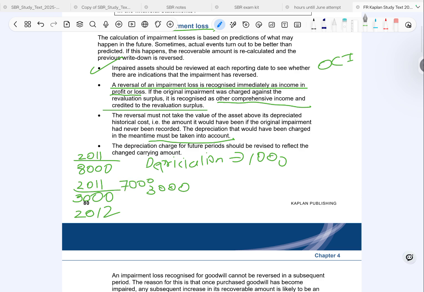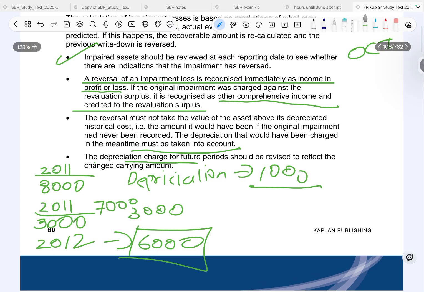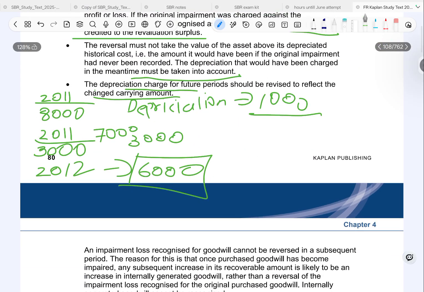तो अभी 2012 में एक साल का वापस डेप्रिसिएशन चार्ज करना पड़ेगा, जिसकी वजह से हमारा वैल्यू हो जाएगा 6,000. तो 6,000 के ऊपर हम इम्पेयरमेंट को रिवर्स नहीं कर सकते. भले ही हमने 4,000 का इम्पेयरमेंट चार्ज किया हुआ है, पर हम लोग 3,000 जितना ही वापस रिवर्स कर सकते हैं. 4,000 नहीं कर सकते क्योंकि हमें डेप्रिसिएशन चार्ज करना पड़ता है. Depreciation charge for the future period should be revised to reflect the changed carrying amount.